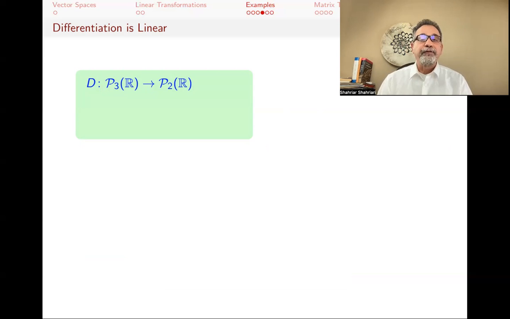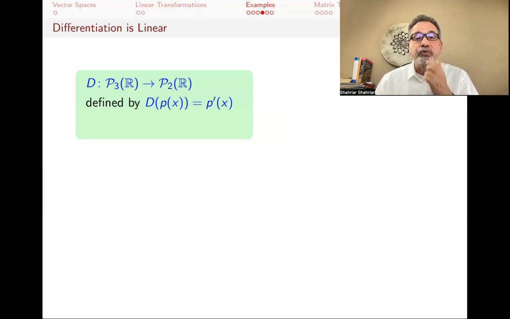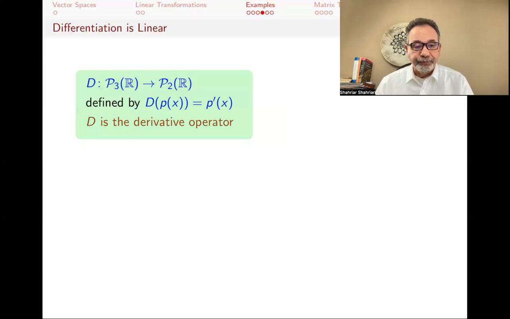So take the function d from polynomials of degree less than or equal to 3 to polynomials of degree less than or equal to 2. When I say that, I include the 0 vector in both of them, the 0 polynomial. This is a map where you feed it a polynomial of degree less than or equal to 3, and you get out a polynomial of degree less than or equal to 2. But what is the rule for doing that? It's taking derivatives. So you take the derivative of the polynomial. This is the derivative operator.